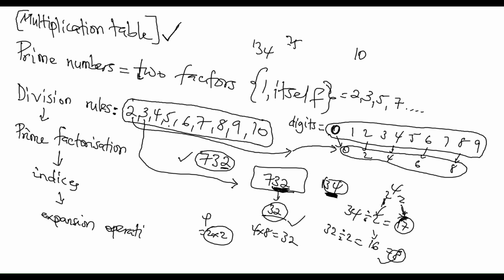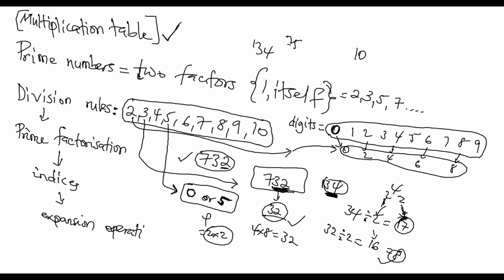For divisibility by 5, we have to see that the last digit of the number is either 0 or 5. The last digit of the number is either 0 or 5. So yes, these are the divisibility rules.